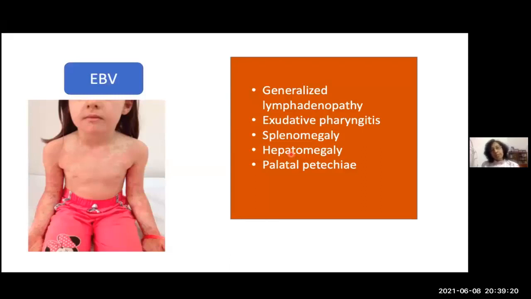So again, this is mostly a benign infection, but sometimes it can be associated with other system involvement, causing a pneumonia or sometimes myocarditis or encephalitis or autoimmune hemolytic anemia.